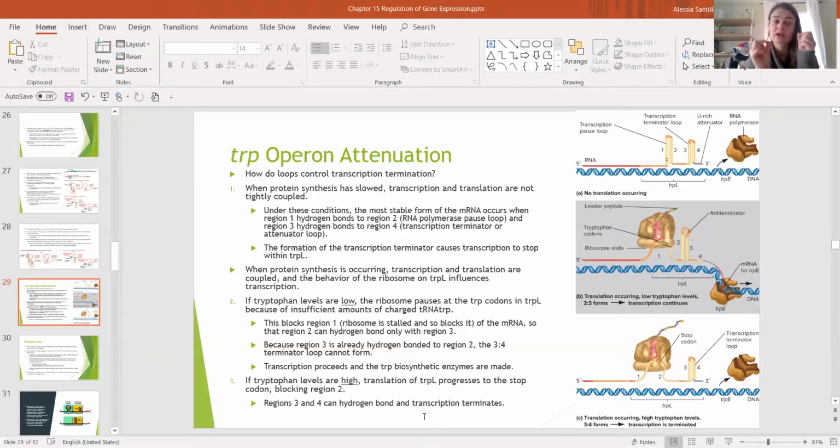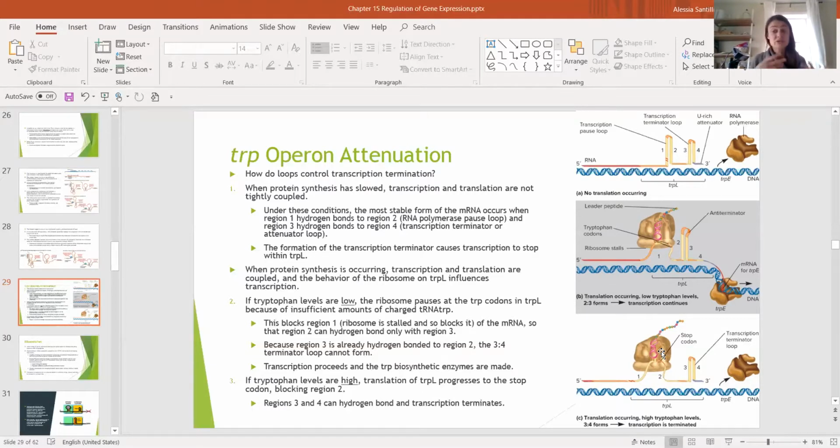So this works out. However, when we have a high amount of tryptophan, the ribosome does not stall at region 1. It doesn't stall at region 1 because that leader peptide that needs those tryptophan residues is going to get them really quickly, right? The ribosome goes over region 1. It's going to need those two tryptophan residues that it needs to make the leader sequence, right? And it's just going to go right over it. So it's going to translate without stalling.